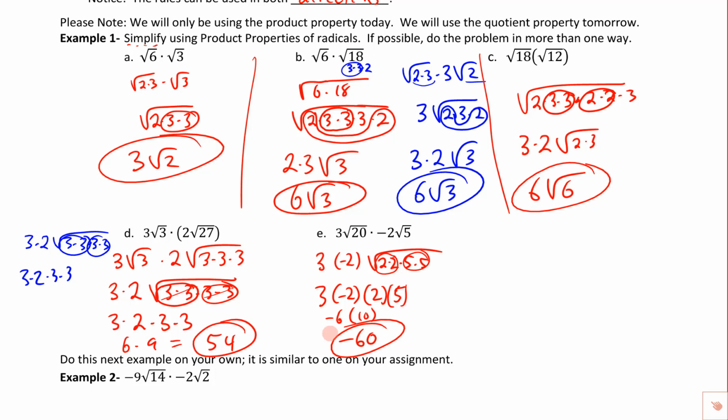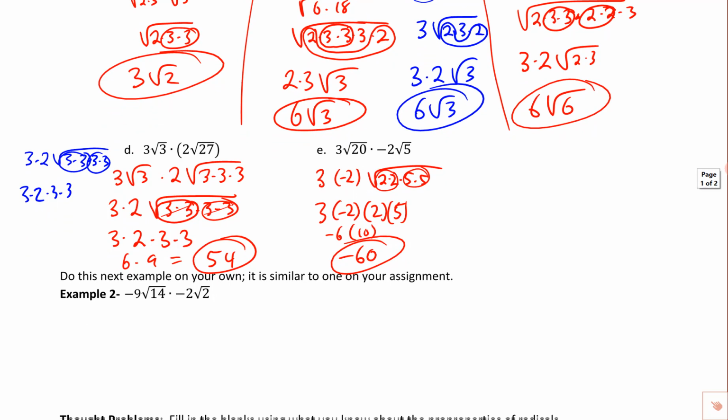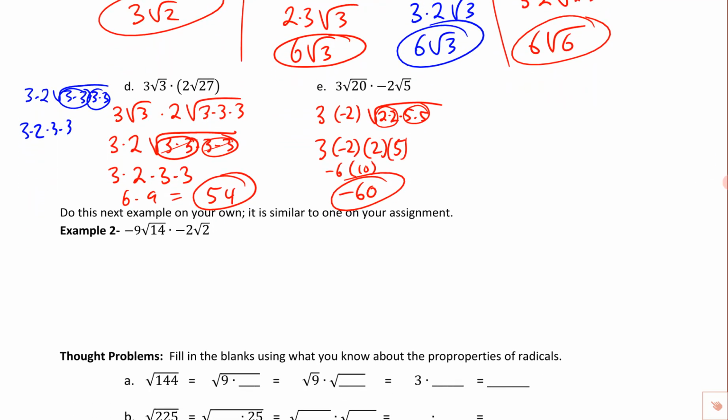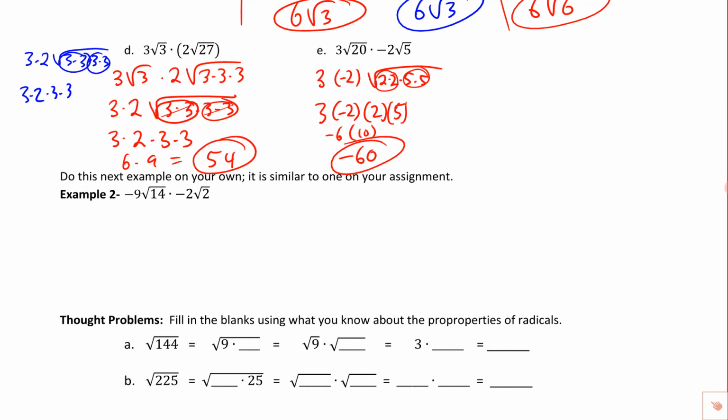Now, I do have a couple more that I want to take a look at. This one is like one on your assignment. So if we were to take a look at that right there, again, I think the best way to do these is, and if you wanted to write down what negative 9 times negative 2 was right off the bat, that's fine. I'm going to go ahead and write down the work. So this is a negative 9 and a negative 2, and then I'm going to write a big square root.